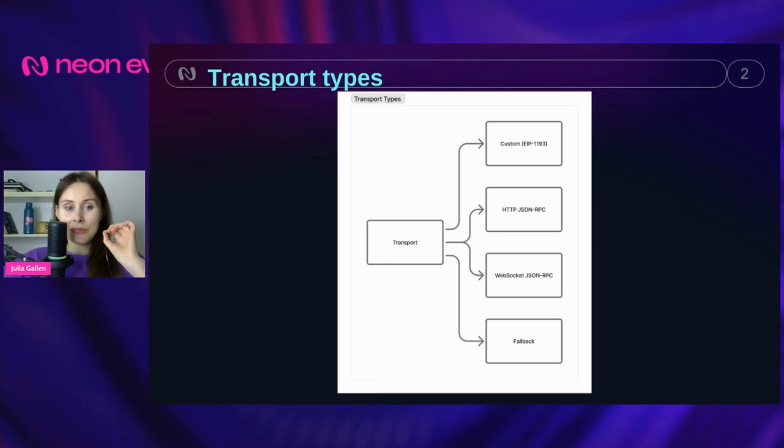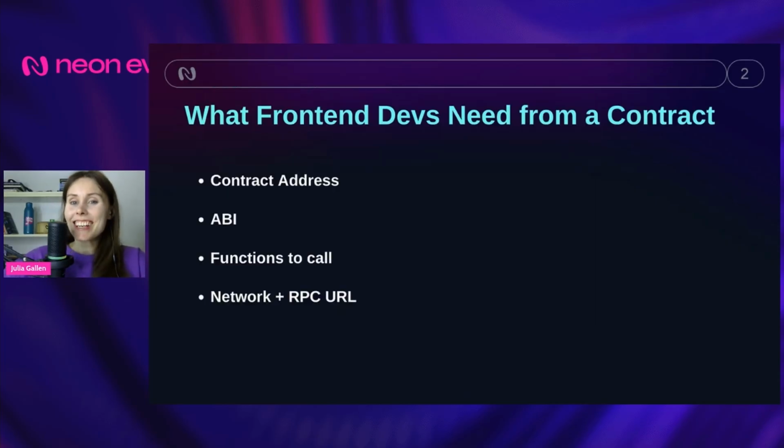So, three important components. Again, these are the client, the chain, and the transport. And again, to summarize, the client defines what we can do. The transport defines how the request travels, which transport it uses, and the chain defines which network we are connecting to.